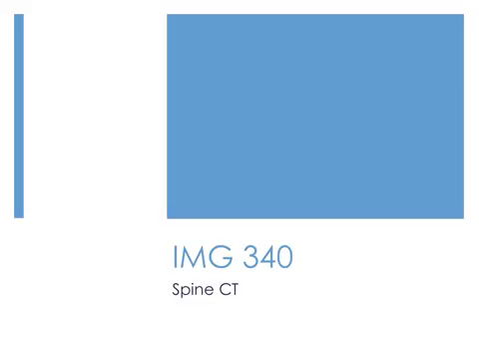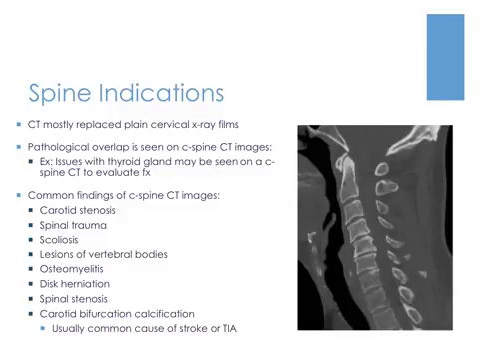IMG 340, spine CT imaging. CT has mostly replaced plain films of the C-spine in trauma patients because it often detects injuries not detectable otherwise on regular general radiography films.